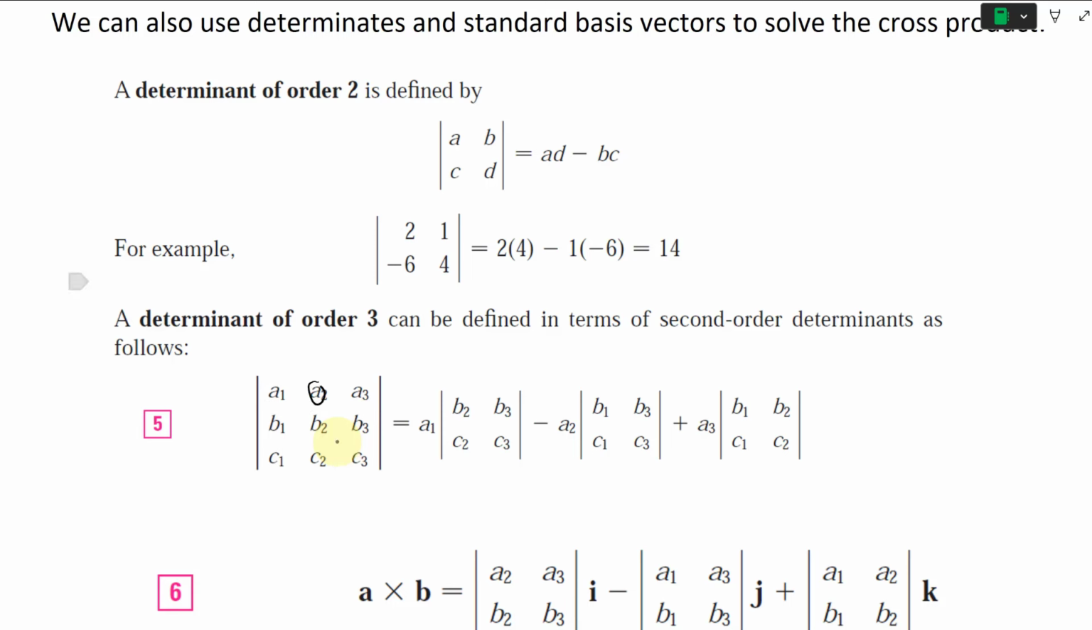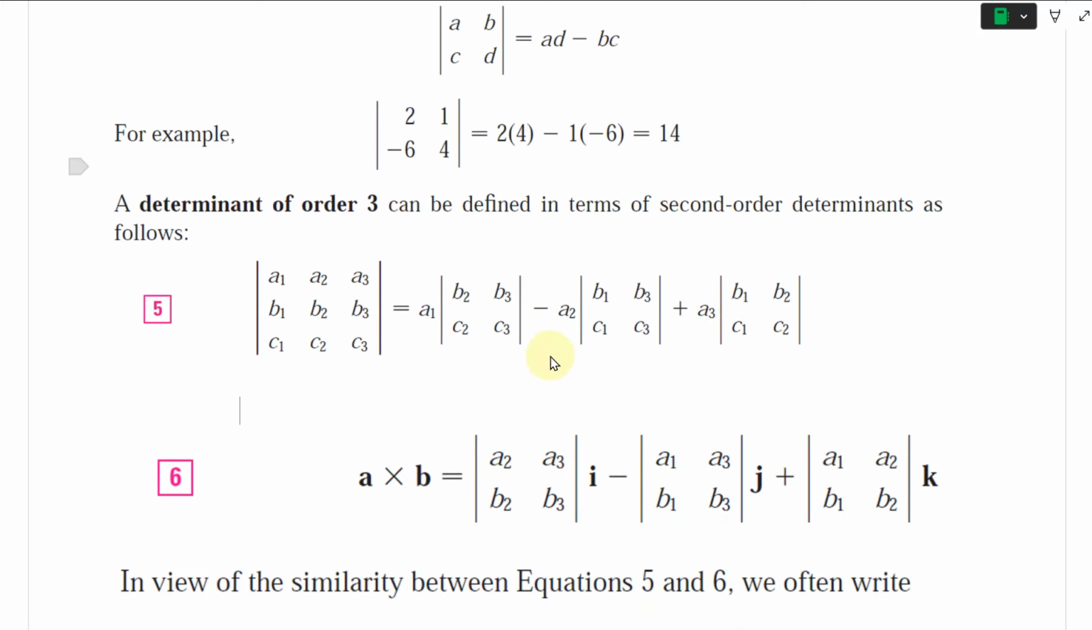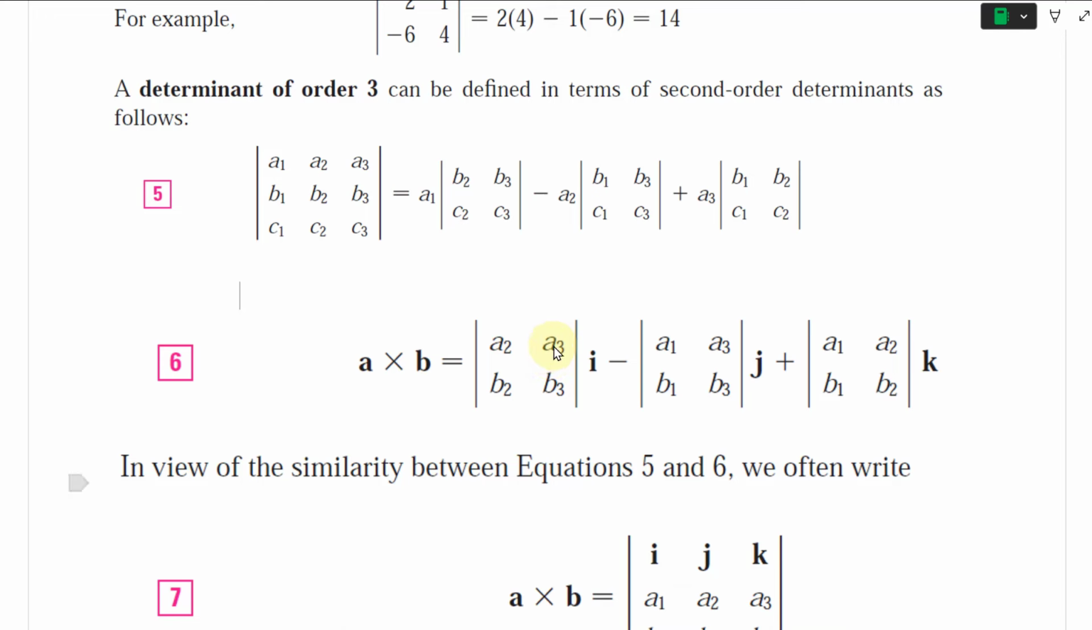And then for this one here, you would cross out this and this, you're going to get these. And then for the last one here, you cross out this and this, you're going to determine with that. So a3 times that, like that. And then the cross product would use standard basis vectors.